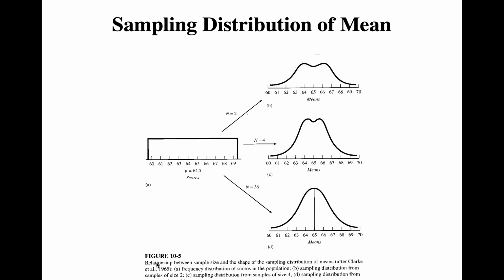Yeah, because we can see here that this is the relationship between sample size and the shape of the sampling distribution of means, where A is the frequency distribution of scores in the population, B is the sampling distribution from a sample of size 2, this one is the sampling distribution of a sample of size 4, and this one is the sampling distribution from a sample of size 36. So we can see the difference: as the sample size increases, it becomes more elongated, right? Especially in terms of the peak.